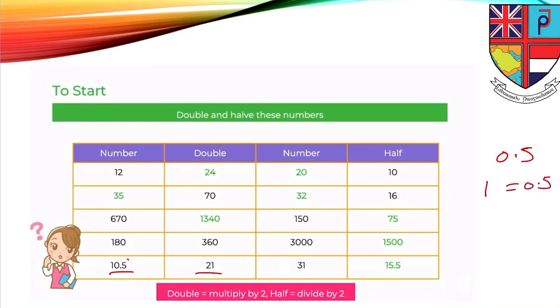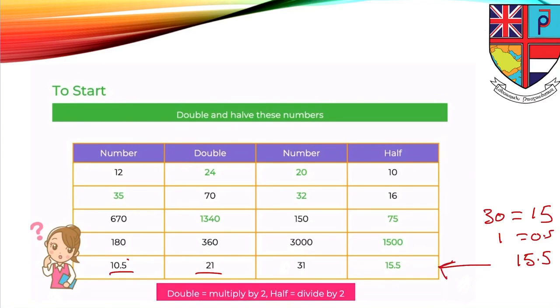And also if we half 30, that gives us 15, doesn't it? So we've done our partitioning, we've halved 30 and we've halved our 1. So let's add them both together. 15 plus 0.5 gives us 15.5. And that's how we got this answer. Okay, let's get on with this then.